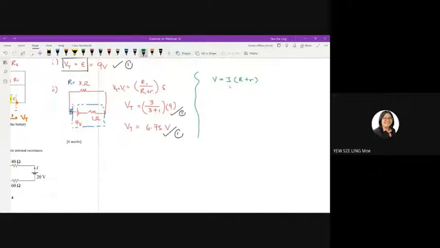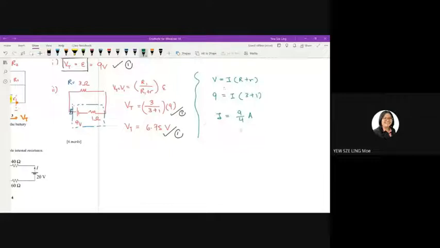So V is equal to IR. Now in this case, I have the EMF, which is 9. This one should be more precise, should be EMF. So 9 equals I times 3 plus 1, sorry, 3 plus 1. Then you have I equals 9 over 4 ampere.